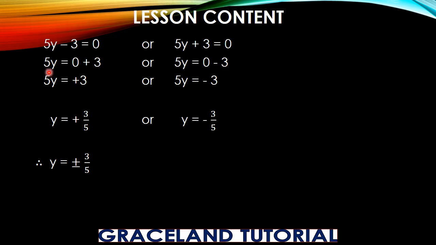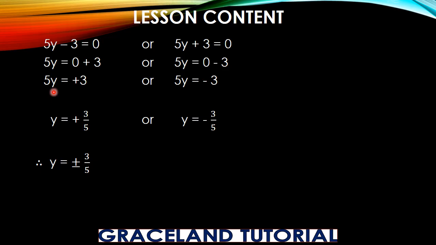Then, collect the terms. 5y will be equal to 0, then minus 3 moves to the other side and turns to plus 3. Or 5y will be equal to 0, plus 3 moves to the other side and turns to minus 3. So 5y will be equal to 0 plus 3, which is plus 3, or 5y will be equal to 0 minus 3, that will give us minus 3.